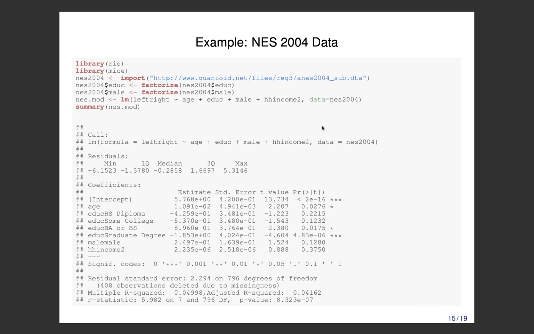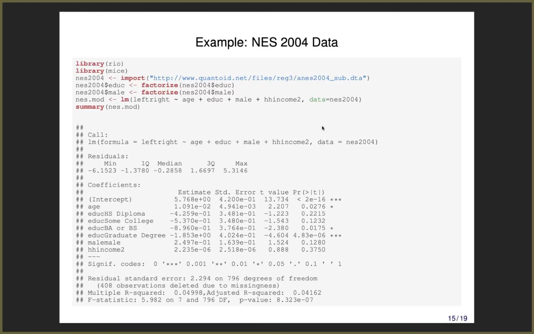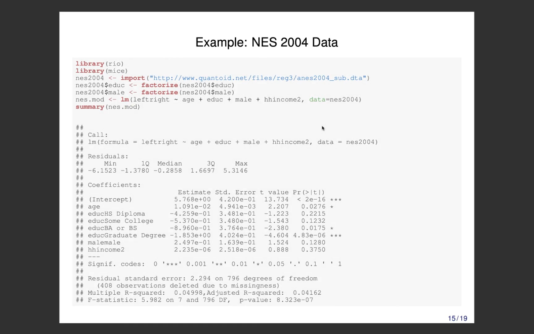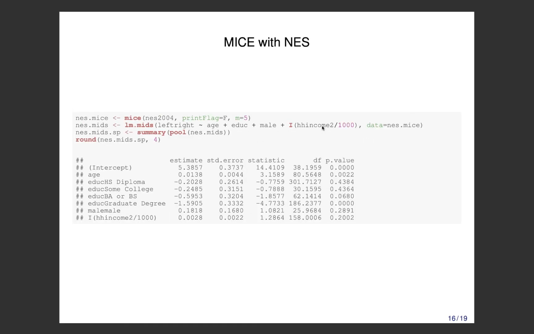Here's an example using the MICE package. MICE stands for multiple imputation by chained equations. And that's sort of the default way of doing imputation in R. So here we're reading in some data from the ANES. We want to make sure that the factors are actually coded as factors in the data. And then the first thing we're going to do is estimate a model. So here's our listwise deletion model. Nothing super remarkable about that. But I want to show you how the imputation works.